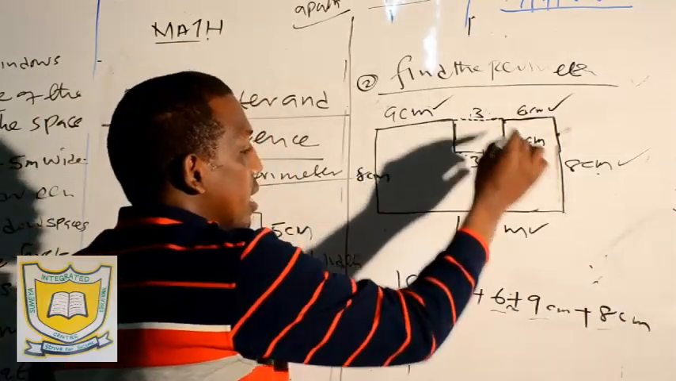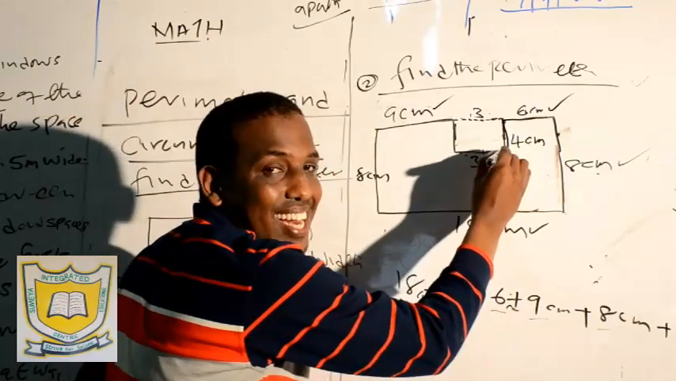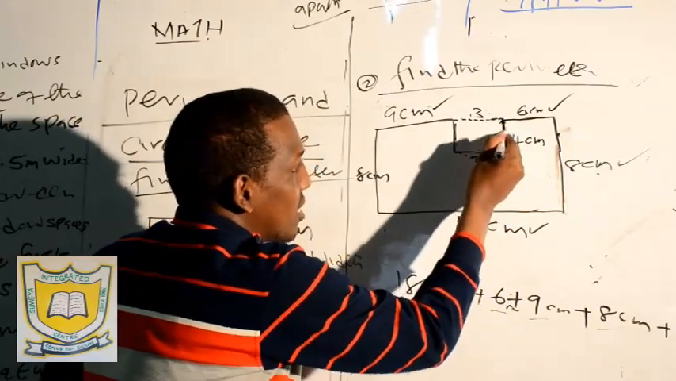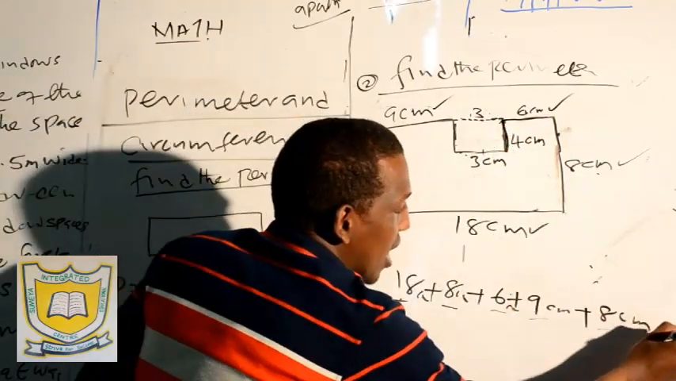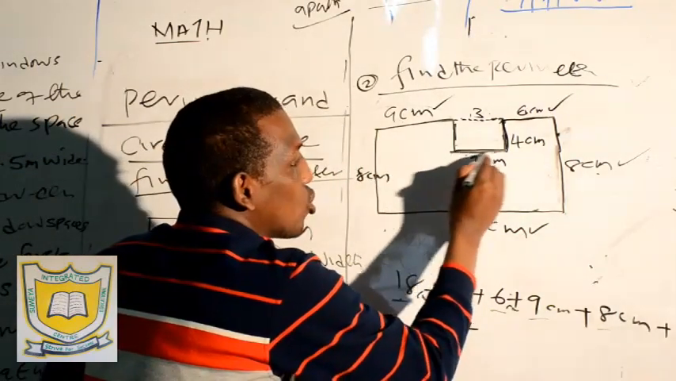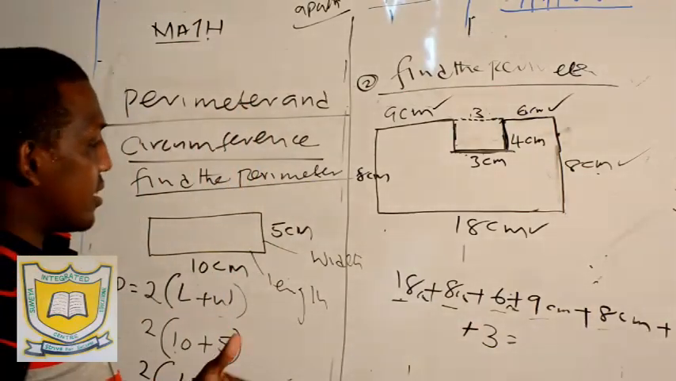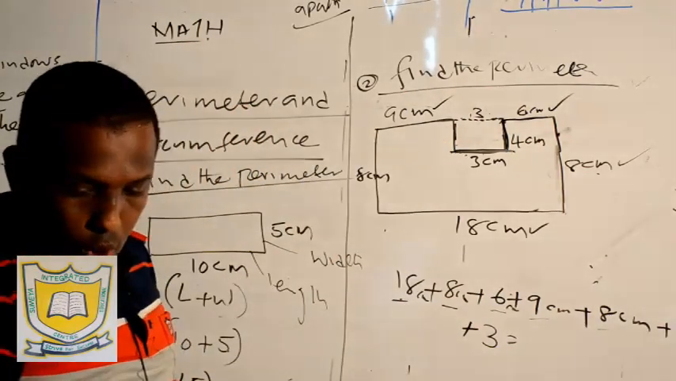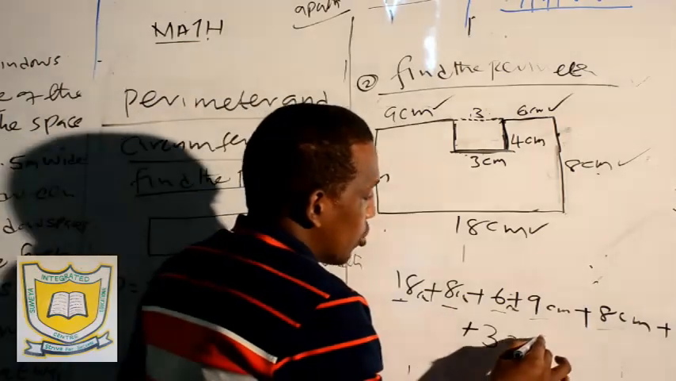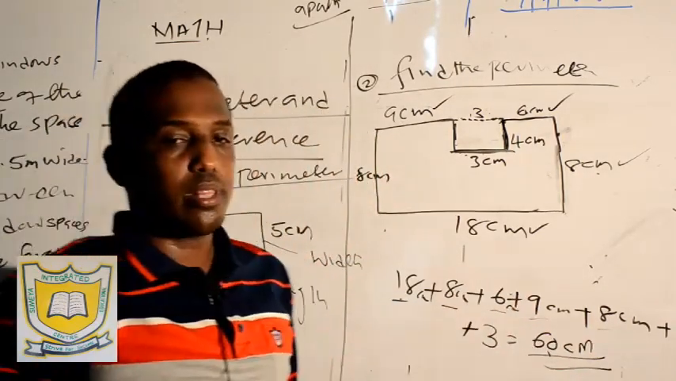We add plus this 4, because the line is not dotted. So once the line is not dotted, it's a full, straight line, we add plus 4. Then we add plus 3. Now this 3, this line is not dotted. Plus 3 we add, but we don't add this 3. So when you add all of them, you will get 60 centimeter. That's how we get the perimeter of that figure.